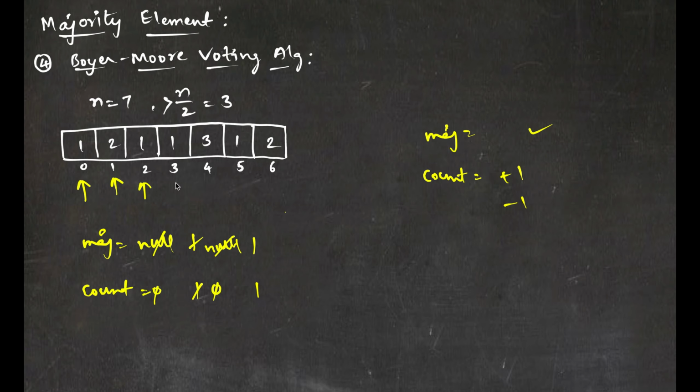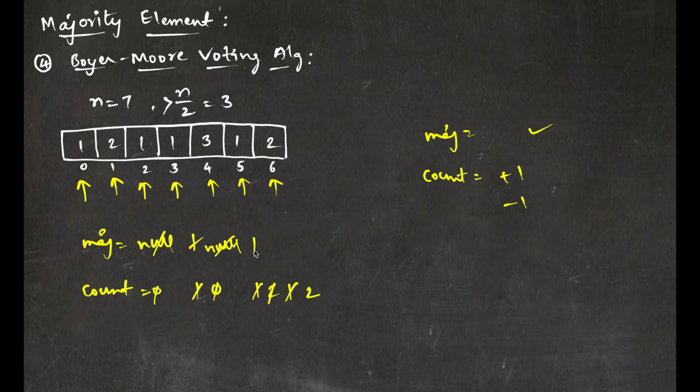I got the next number also as 1. Since that is equal to my majority element, I just increment this counter by 1. So it becomes 2. Now I got another element 3, which is not equal to my majority element. In that case, I just decrement by 1. So it becomes 1. And next I got another element 1. Since that is equal to my majority element, I'll just increment by 1. It becomes 2.